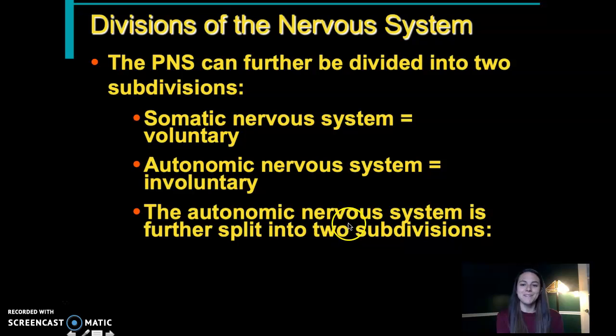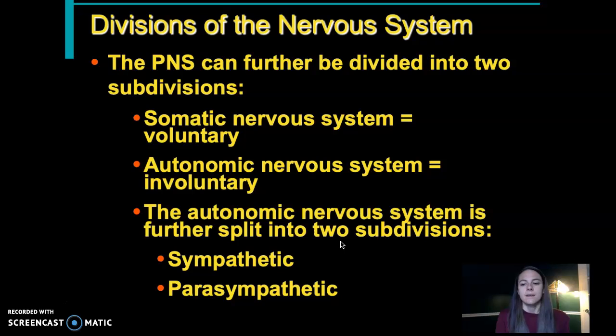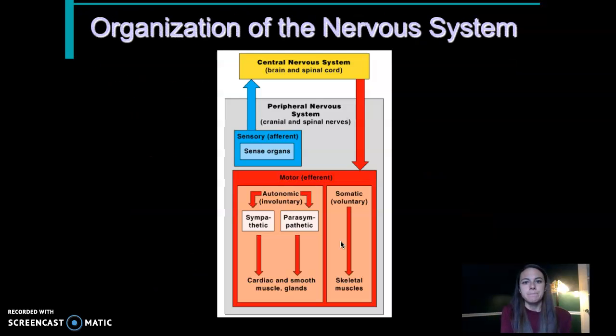And then the autonomic nervous system is further broken down into 2 more subdivisions. And those subdivisions are the sympathetic and the parasympathetic. And I think we'll talk about the sympathetic and the parasympathetic in a minute.